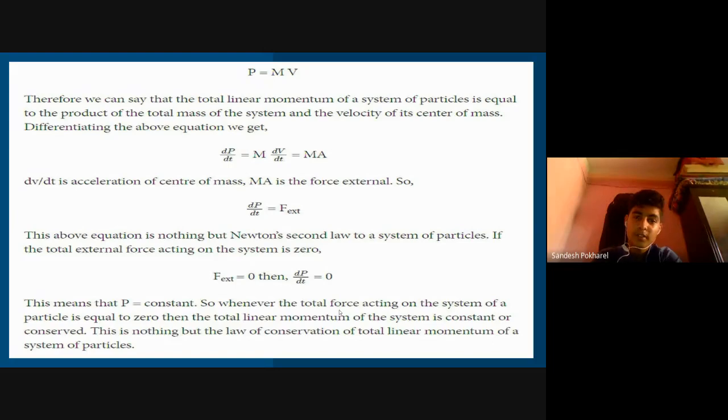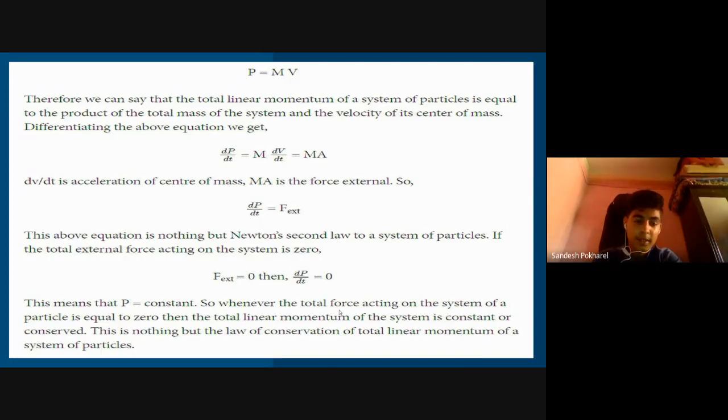Differentiating the above equation, we get dp upon dt equals M times dV upon dt, which is M a. So dp upon dt is M times the acceleration of the center of mass. M times a is the external force, so dp upon dt equals F external. This above equation is nothing but Newton's second law applied to a system of particles.